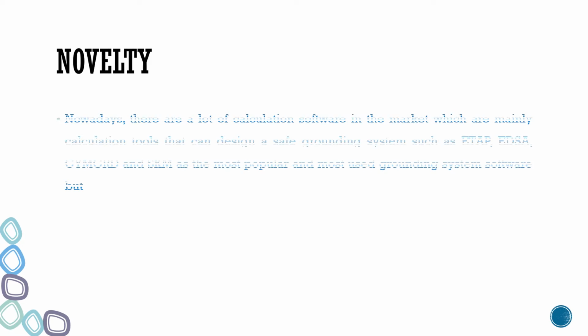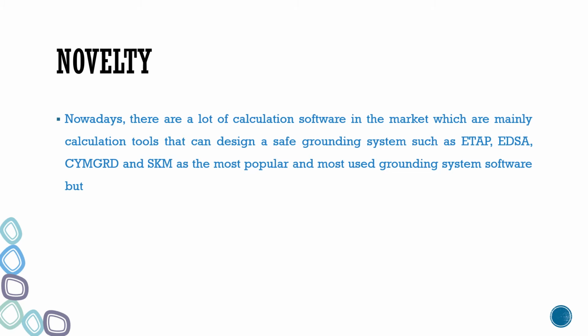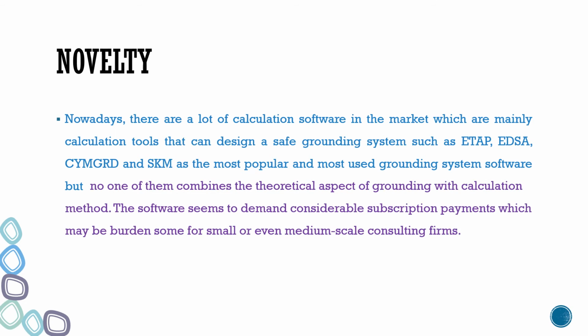Novelty. Nowadays, there are a lot of calculation software in the market which are mainly calculation tools that can design a safe grounding system such as ETAP, EDSA, SIMGR and SKM as the most popular and most used grounding system software, but none of them combines the theoretical aspect of grounding with calculation method. The software seems to demand considerable subscription payments which may be burdensome for small or even medium-scale consulting firms.